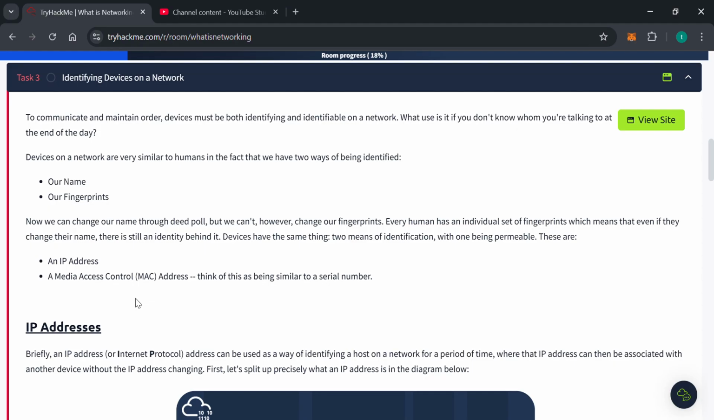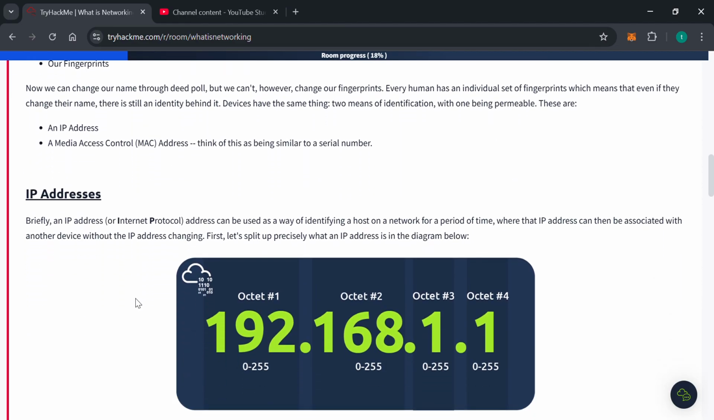These are one, an IP address, and two, a MAC address. IP address, Internet Protocol address. MAC address, Media Access Control address, which is similar to a serial number. What is an IP address?